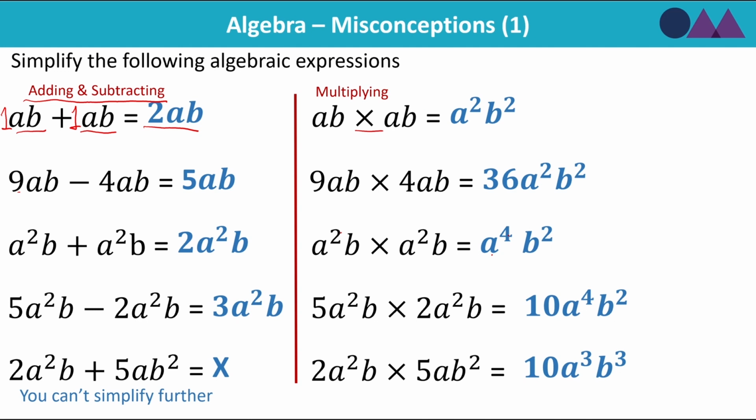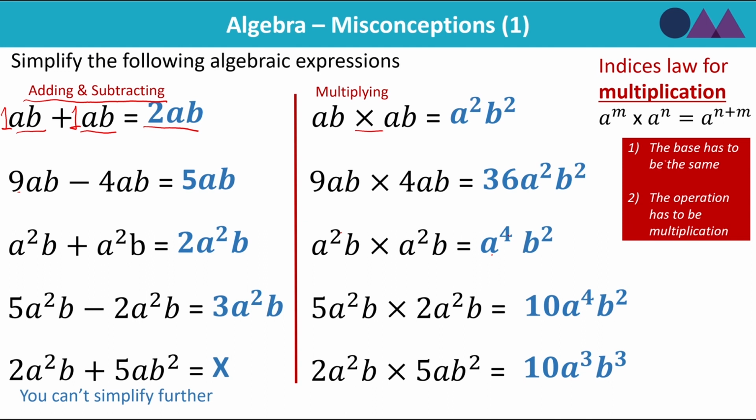Let's have a look at the rule for multiplication. There are two things required to be able to use this. The first one is the base has to be the same, A and A. The second one is the operation has to be multiplication. So what does it mean? For example, A squared times A to the power of 4. So if you get the rule, we should add the powers. 2 plus 4 makes 6. So the answer, A to the power of 6.